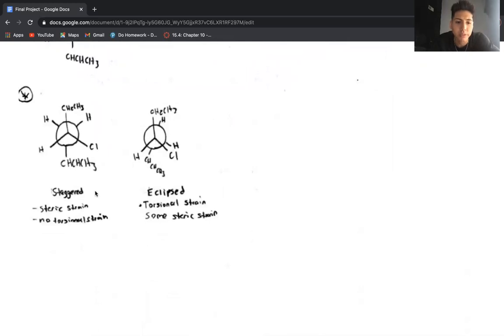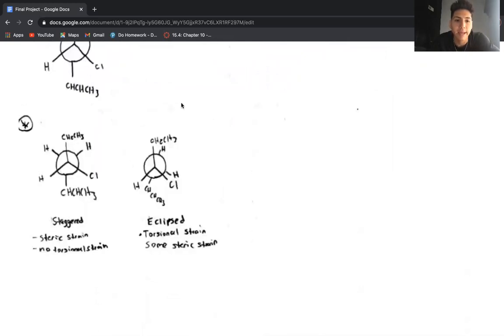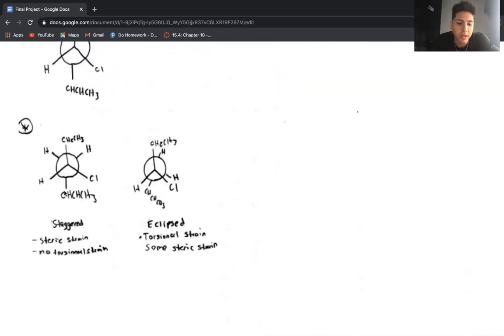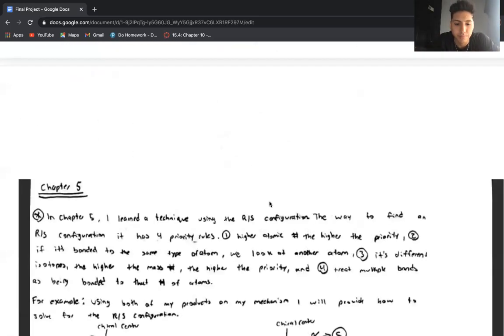Here, I'm going to demonstrate what's staggered and what's eclipsed for that exact same structure. So here I provide a staggered, which has steric strain and no torsional strain. But my eclipsed does have torsional strain and some steric strain because they're so close to each other right here, making it more packed. The more packed they are, the more steric strain they have.